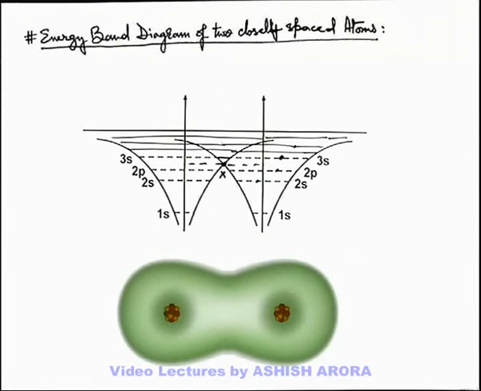The upper diagram shows the energy band diagram of two closely spaced atoms, and this lower figure gives us the three-dimensional idea of how the electron cloud sharing takes place, or how due to overlapping a common cloud is formed, which we term as molecular orbital.